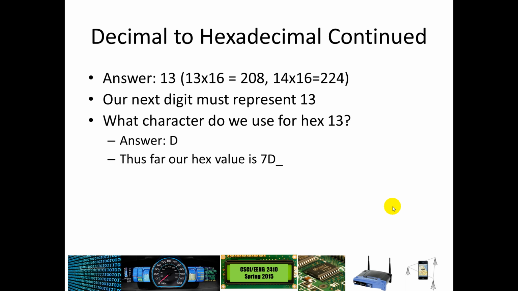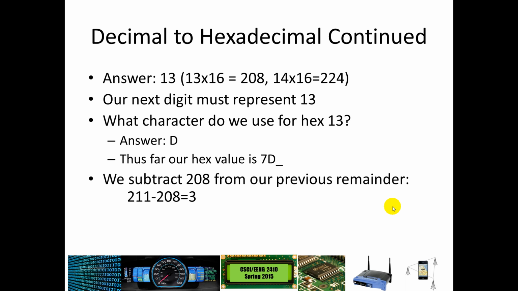At this point, we've got 7 and D, and that's represented quite a bit of our value thus far. How much? We'll take away our 208, which is what the D is accounting for, from the 211 that we had left to represent. That tells us we have 3 left to represent in that last value. So out of our original 2003, we've represented 2000 with the 7D, and we have to figure out that last value to represent the remaining 3.